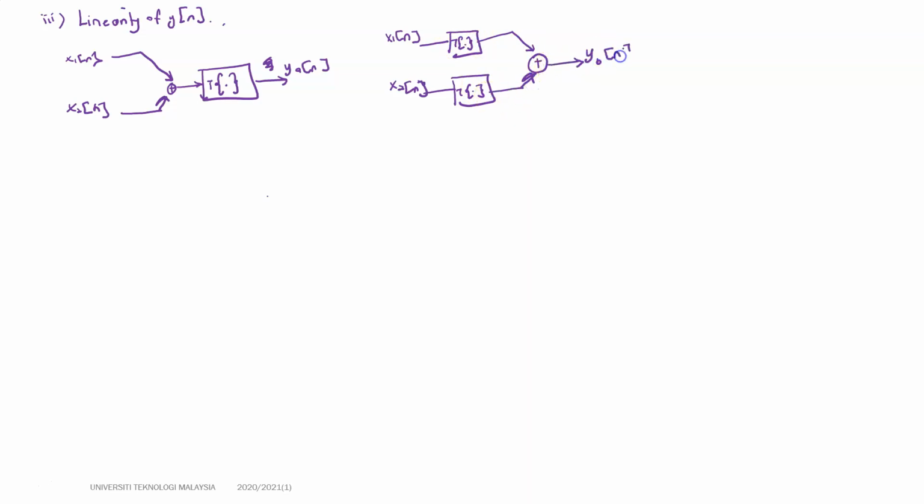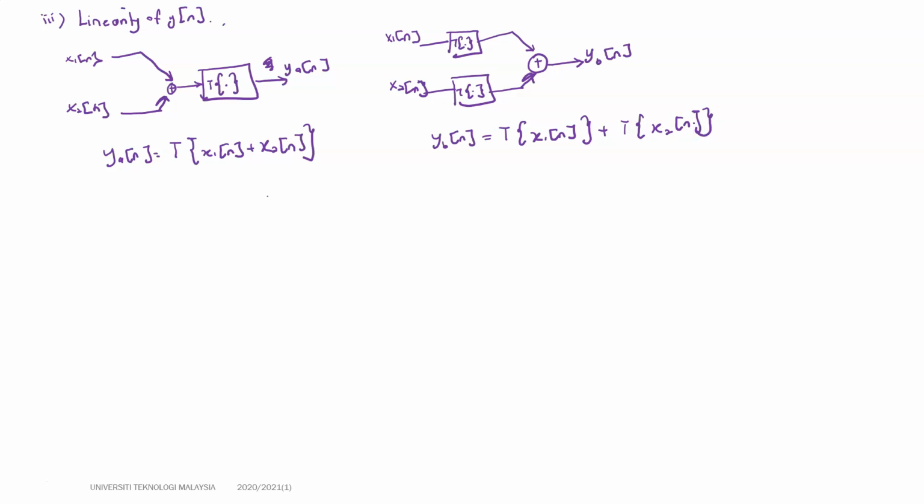become ybn. So for the first system here, yan is equal to the transformation of x1n plus x2n first, and then only we do the transformation of the signal. And for ybn, it is equal to the individual transformation of the signal x1n first, and then plus another transformation of the signal x2n. So in this case, if yan is equal to ybn, then the system is linear.